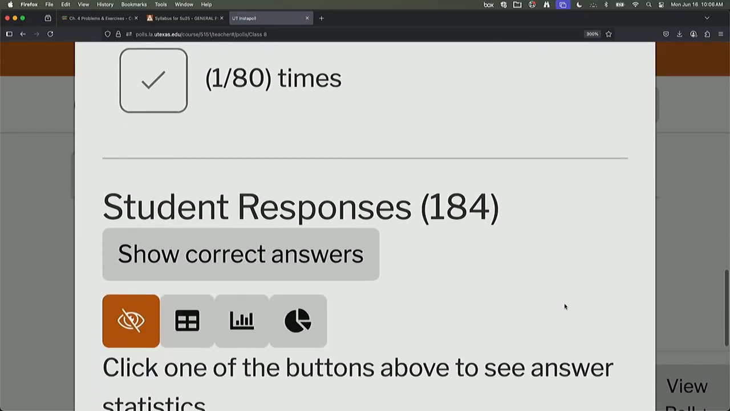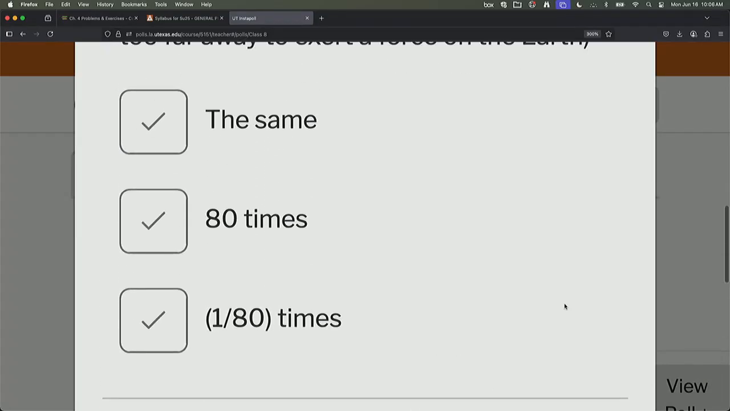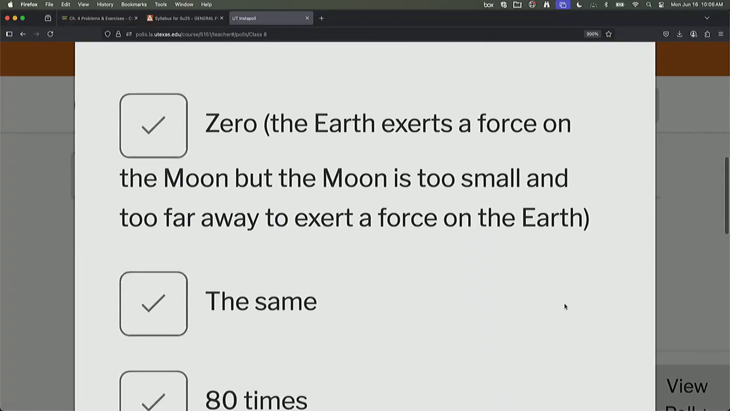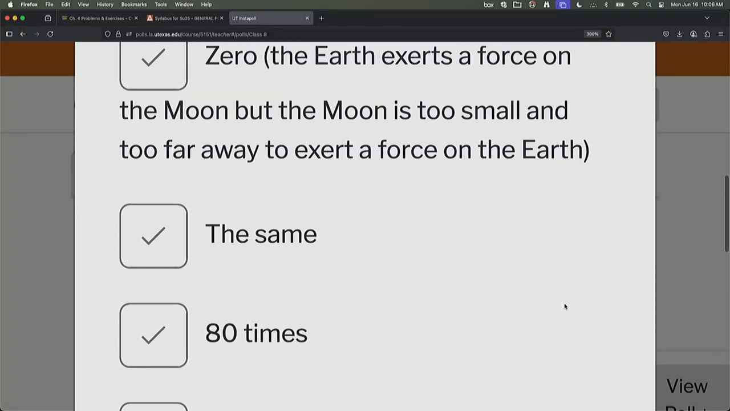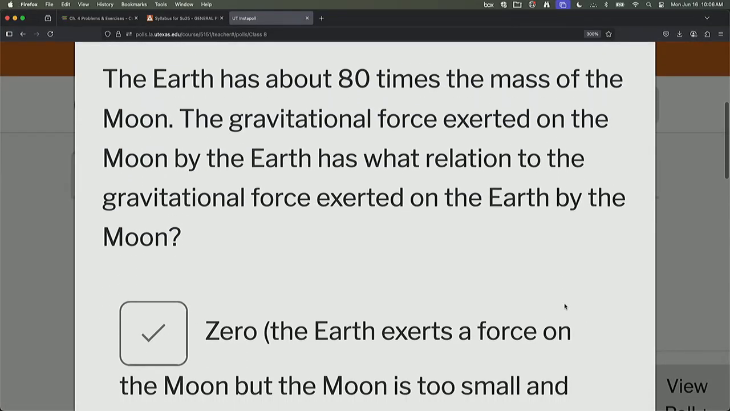Okay, so answers coming in. I'll give you a little bit more time if you're just about to put in your answer. Okay, the Earth has about 80 times the mass of the Moon. The gravitational force exerted on the Moon by the Earth has what relation to the gravitational force exerted on the Earth by the Moon? So what's the relationship between the two forces, one on the other and vice versa?